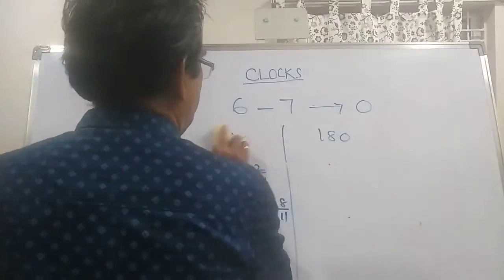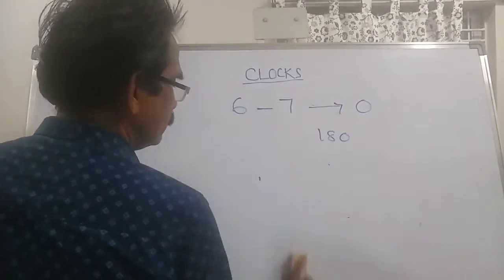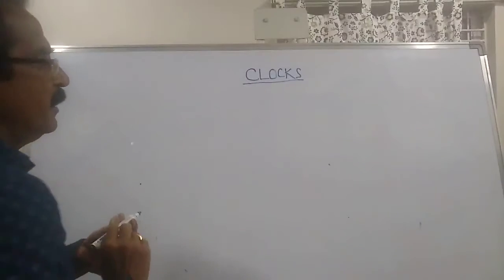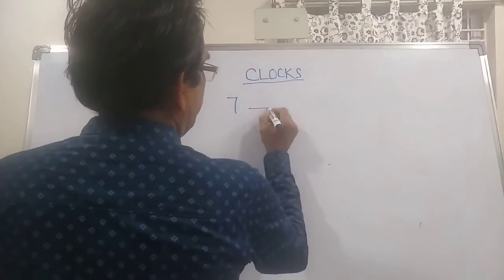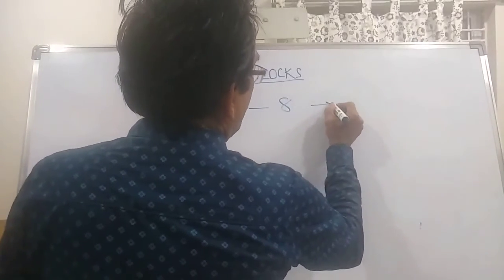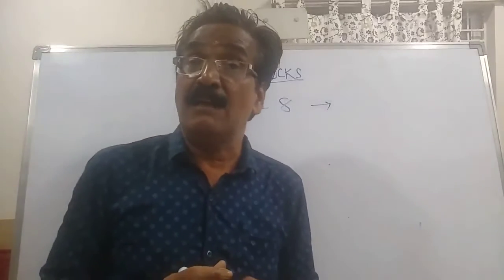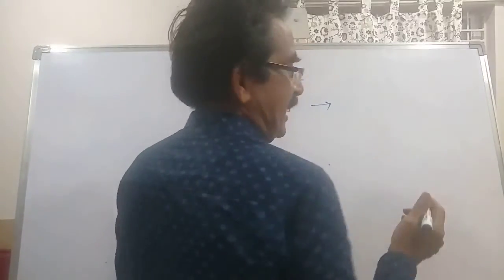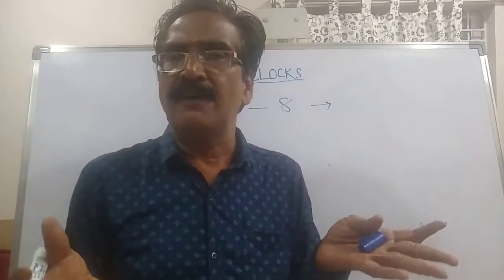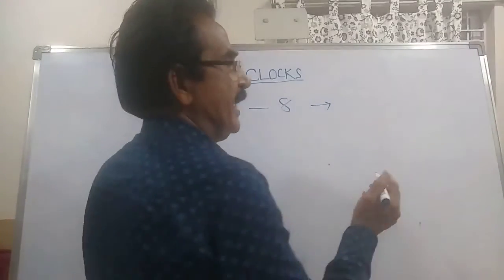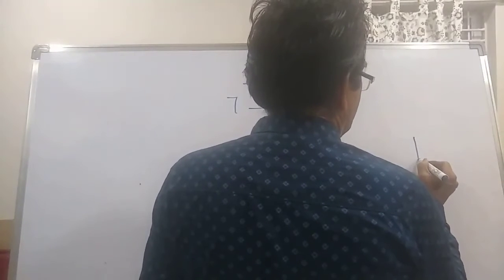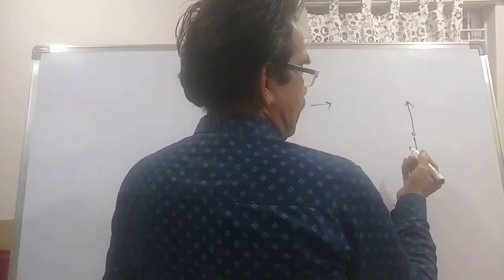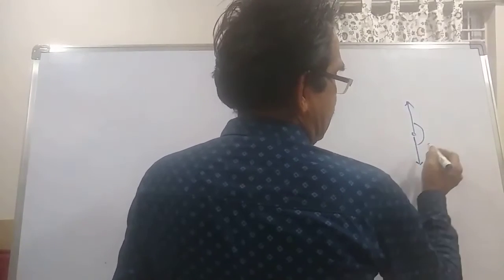Okay friends, let us see one more example. Between 7 and 8, at what time will the hands be in a straight line? Hands in a straight line means the position of hands at 6 o'clock, which is called the straight line position. Straight line position means the angle between the hands is 180 degrees.